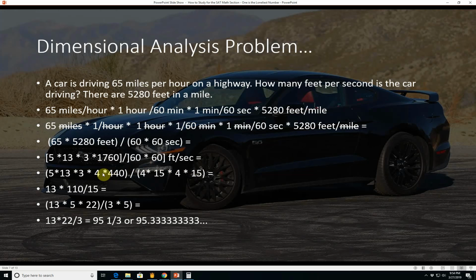One thing I know is that 440, as you can probably guess, is 4 times 110. So that cancels out a 4 here and a 4 here. And then this 4 and this 4 cancel out. And we have a 5 and a 3, so that is a 15. So that cancels this out. So we end up with 13 times 110 over 15, which is going to be equal to 13 times 5 times 22 over 3 times 5. These 5's cancel out, so I end up with 13 times 22 divided by 3, which is roughly 95. Well, it is 95 and a third, or 95.33333333. You could put a little bar over the 3 if you wanted for your answer. So it's 95 and a third feet per second.